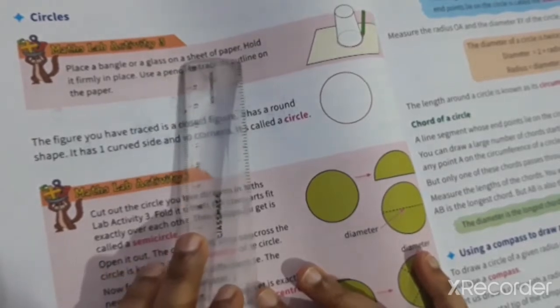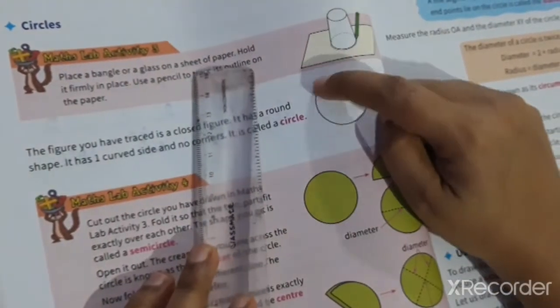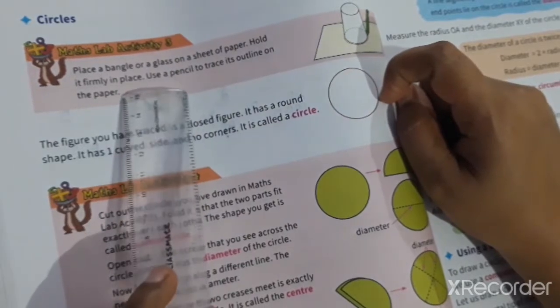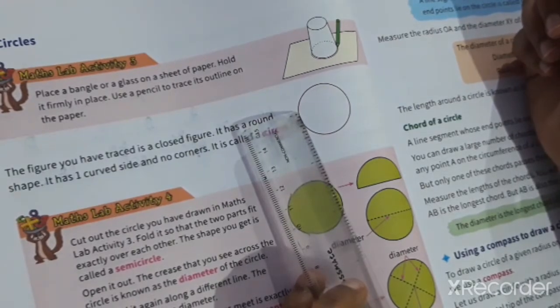Next is circles. Place a bangle or a glass on a sheet of paper. So this is a bangle and glass. Hold it firmly in place. Use a pencil to trace its outline on the paper. So here the glass is kept on a paper and the outline is drawn with the pencil. And this shape is called a circle.